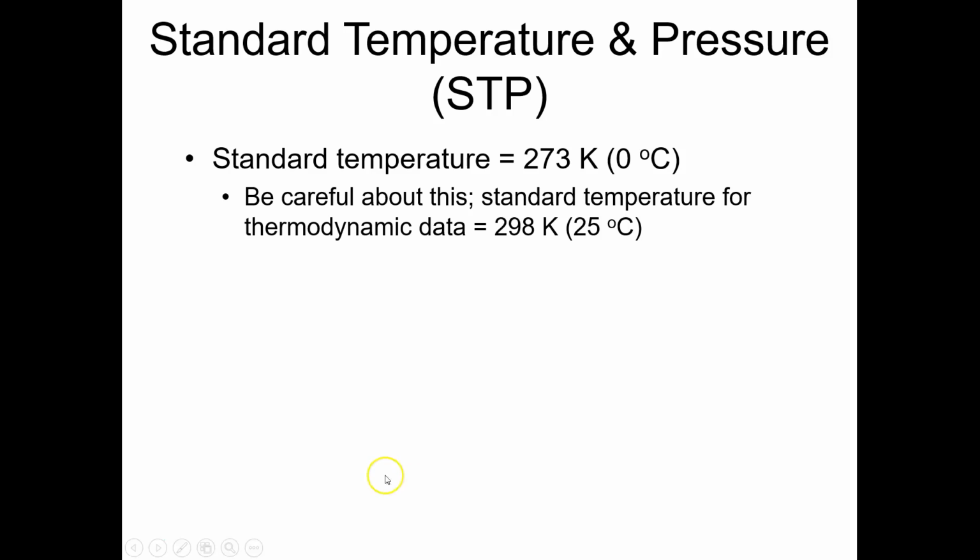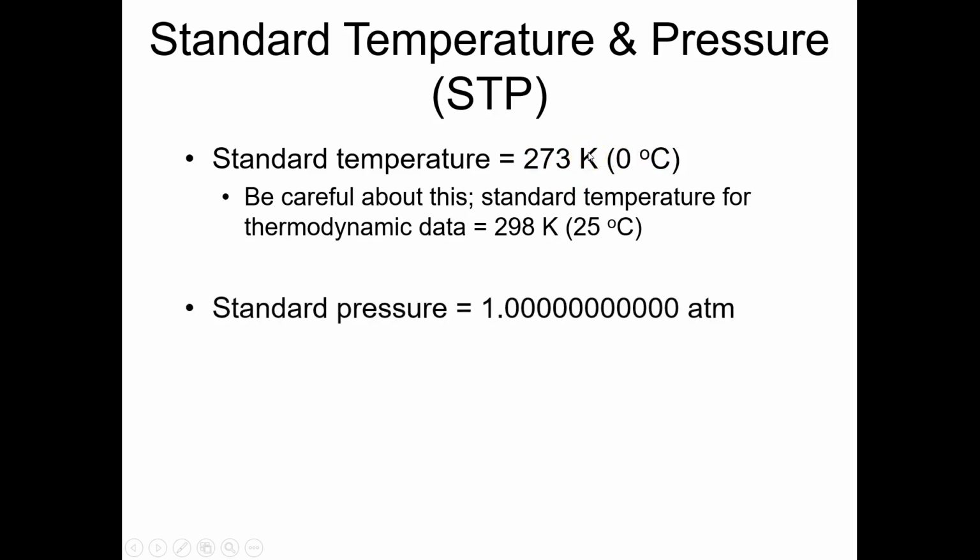And I've just put a little warning in here because later in the year, when we start talking about thermodynamics and various properties, most listed thermodynamic properties of things are listed at 25 degrees Celsius, which is 298 Kelvin. You are going to have to make this distinction in your mind over the course of the year. In most cases, the standard temperature is 298 kelvins or 25 degrees Celsius. But for employing the gas laws, standard temperature is 273 kelvins, which is 0 degrees Celsius. And standard pressure is 1 atmosphere.